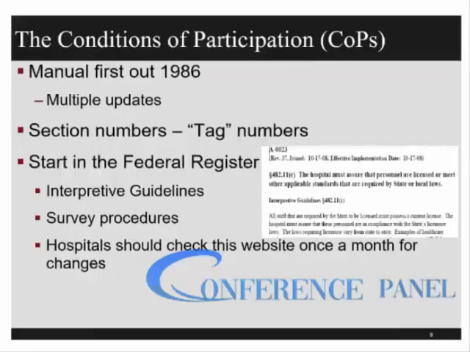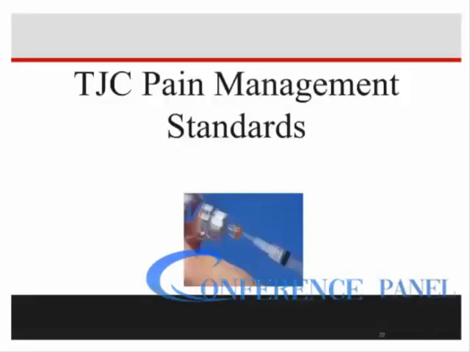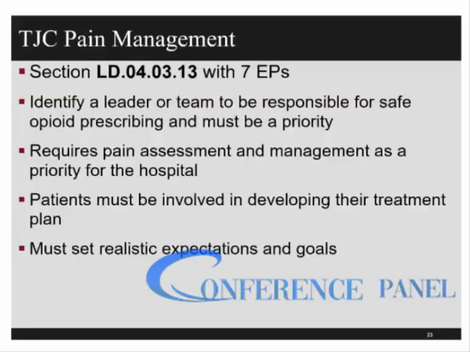Just real briefly, that's for those of you who haven't had the opportunity to listen to any other webinars. How do the conditions of participation come about? Well, the manual first came out in '86, and there have been, of course, multiple updates since then. What about Joint Commission? Some of you may be Joint Commission deemed status, and they have pain management standards that talk about opioid administration. Pain management is in leadership. Now, you think it'd go into medical staff or provision of care, but this goes into leadership.